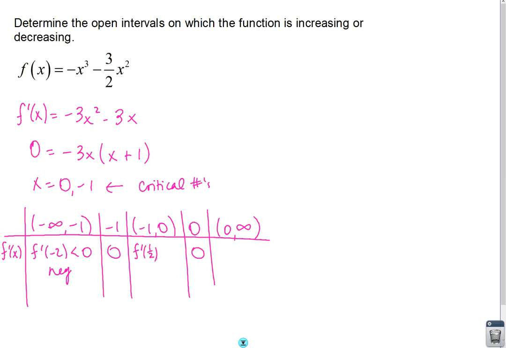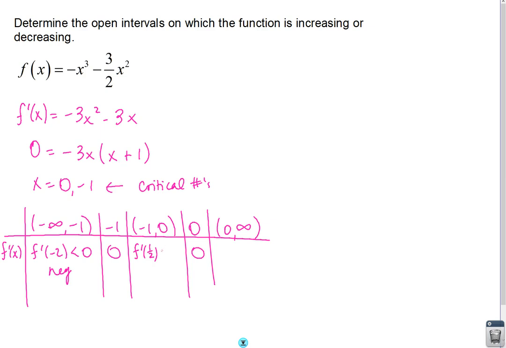Then from -1 to 0, I guess we'll do f prime of 1/2. Again, don't be afraid of fractions. Fractions are friends, not food. Always remember that. So -3 times positive 1/2 is going to be a negative. Positive plus a positive here is going to be a positive. So negative times a positive is going to be a negative.